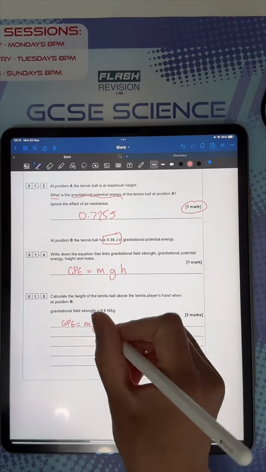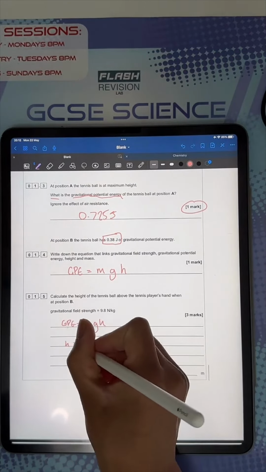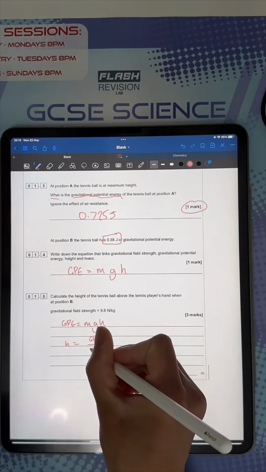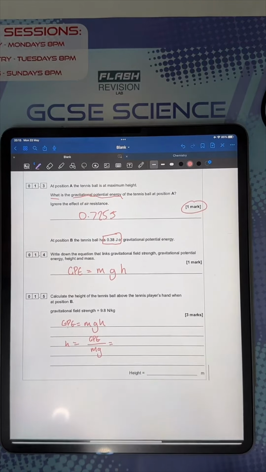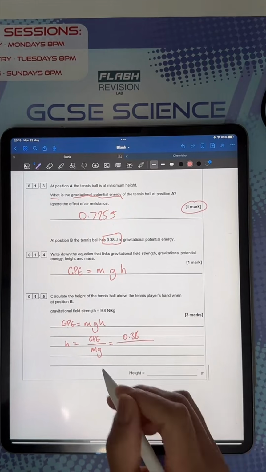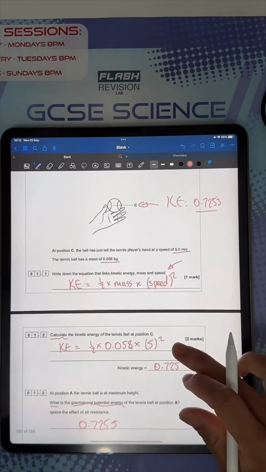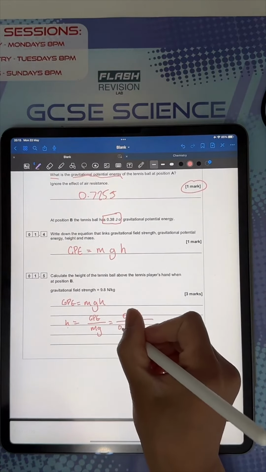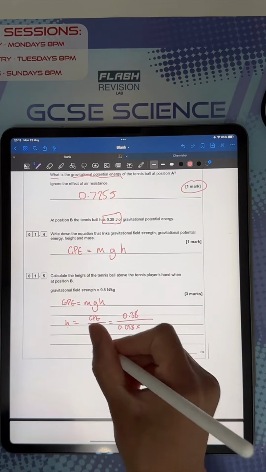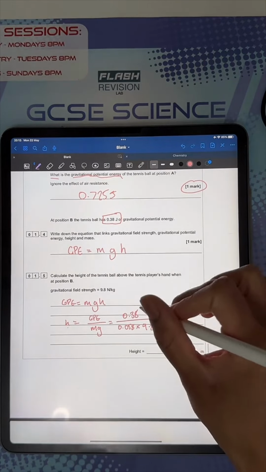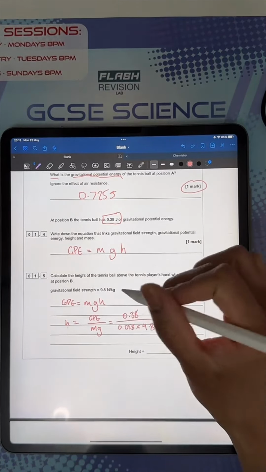Divide by mg. Yep. So if you want to make h the subject, move the mg to the other side of the equation. So it's GPE divided by m times g, and put in all the numbers. So we've got GPE as 0.38. We've got our mass as, where was it? Here, 0.058. Times by g, 9.8. They've told us it's 9.8. So use whatever value they give you.